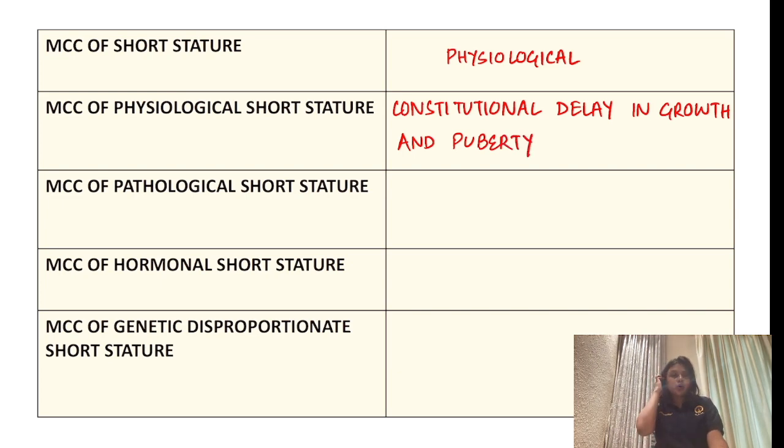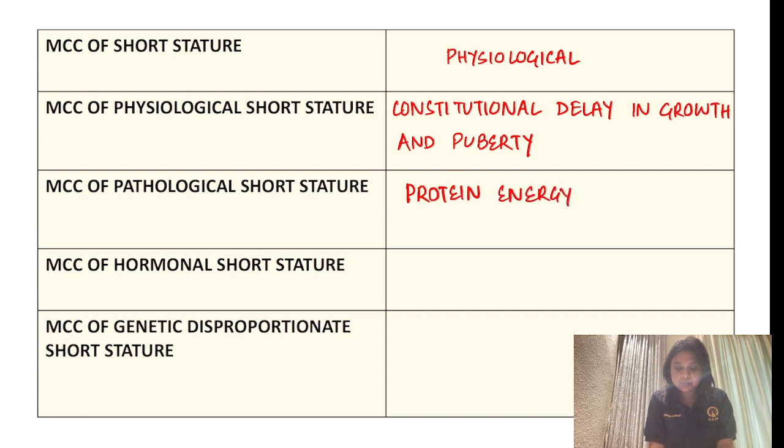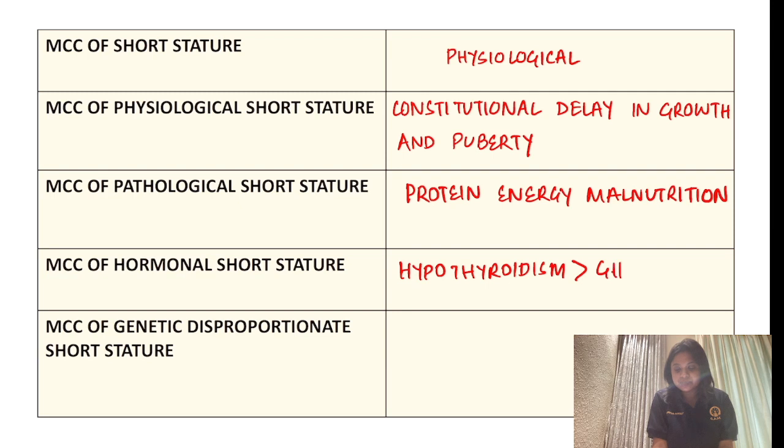And the most common cause of pathological short stature is protein energy malnutrition. And the most common cause of hormonal short stature is hypothyroidism. If hypothyroidism is not given in the options, the next best choice is growth hormone deficiency.